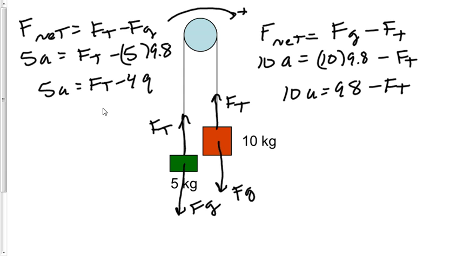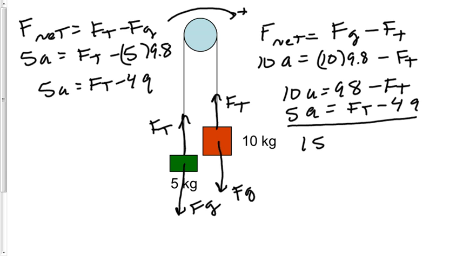Now we have two unknowns. We want to find the acceleration of the system, and we want to find the force tension in the cable. So what we need to do is add both equations together by the systems of equations method, and we will then be able to solve for the acceleration. So we'll say 5A is equal to force tension minus 49. Adding both equations together, we get 15A is equal to 98 minus 49. We can then quickly solve for the acceleration, and it equals 3.3 meters per second squared.